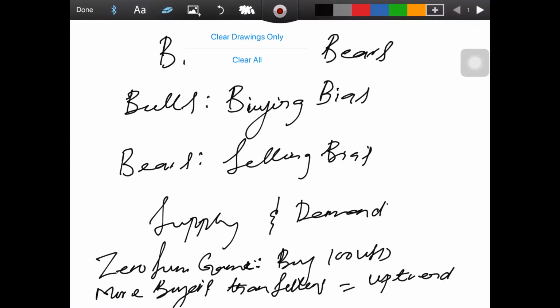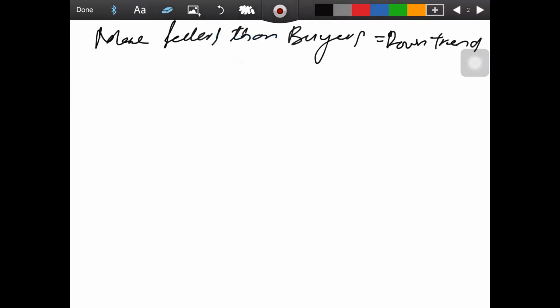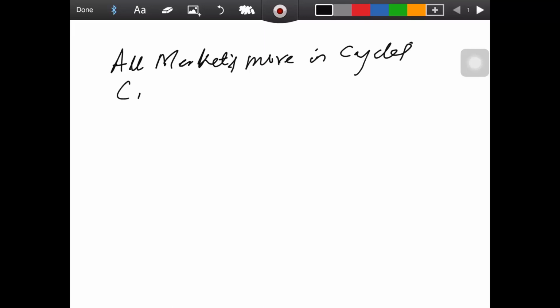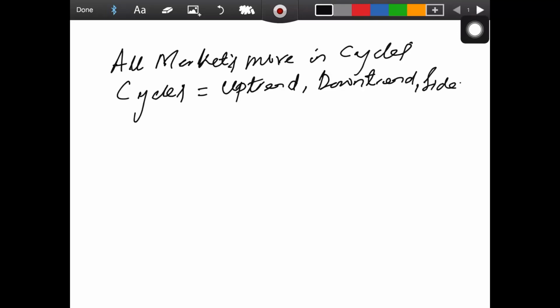All markets move in cycles. Cycles are made up of uptrend, downtrend, and sideways market. That's what makes up cycles.